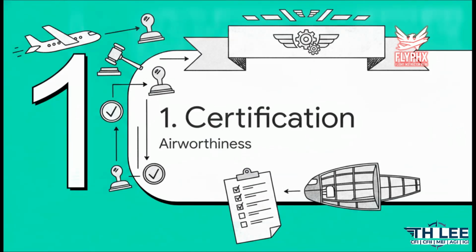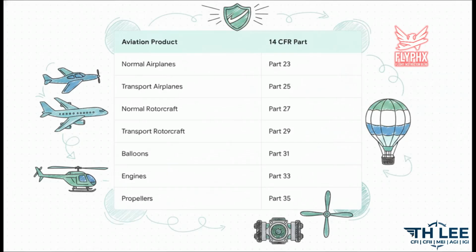Section 1, certification and airworthiness. Because before we even think about touching a flight control, we absolutely must understand the legal bedrock of aviation. Okay, what's really fascinating here is just how specific the FAA gets with its regulations under Title 14 of the Code of Federal Regulations, or 14 CFR. I actually want you to memorize these numeric codes.